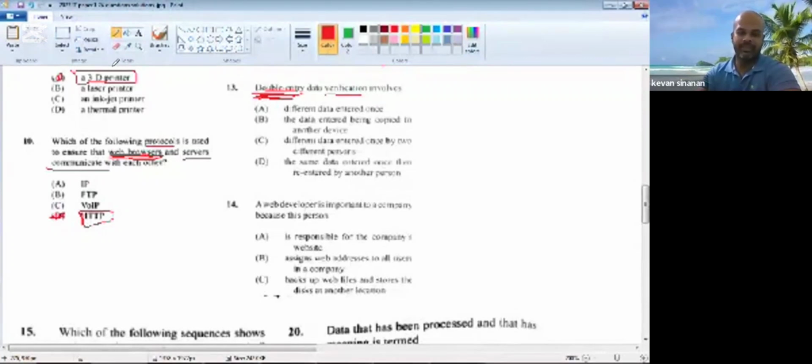And let's read the last option. D, the same data entered once, then re-entered by another person. So that's kind of like double. That sounds like a process where the data has to be entered twice by another person. So it would be D, same data entered once, then re-entered by another person.